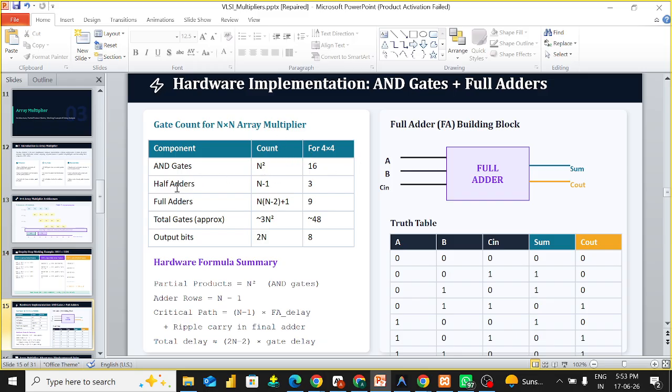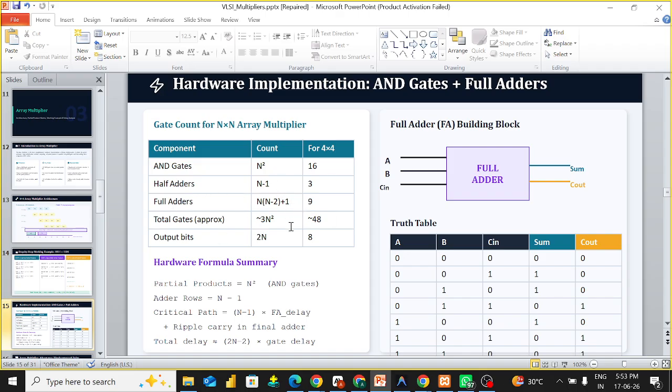Okay. Adders: for half adders, your formula is n minus 1. n is nothing but the number of bits. So you have a 4 into 4 array multiplier, meaning how many bits? 4 bits. Okay, 4 minus 1, 3. So you're going to use 3 half adders. The full adders formula is this. If you solve this, you will get 9.